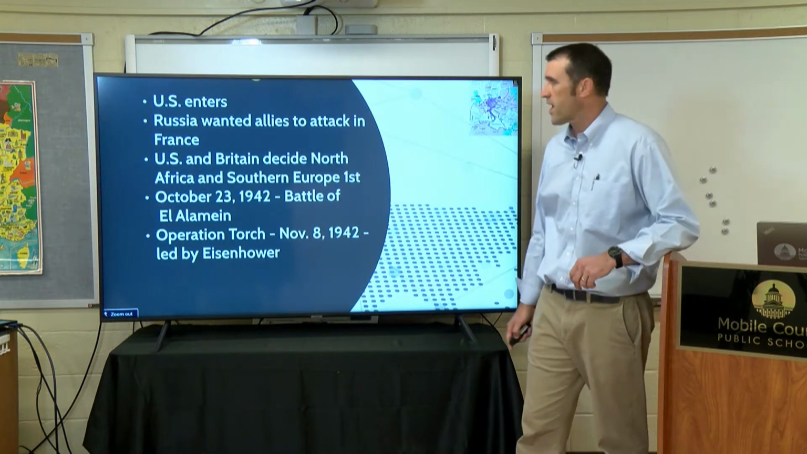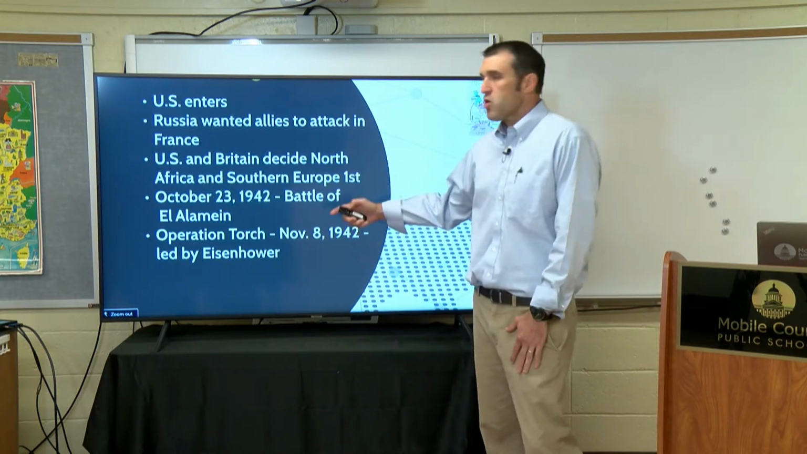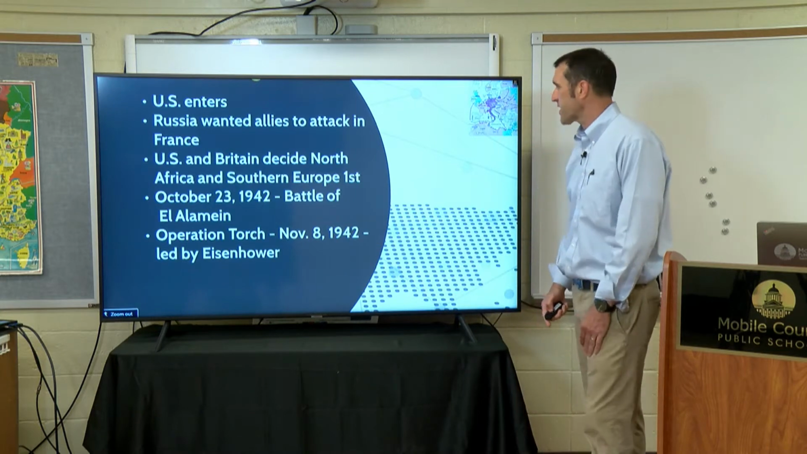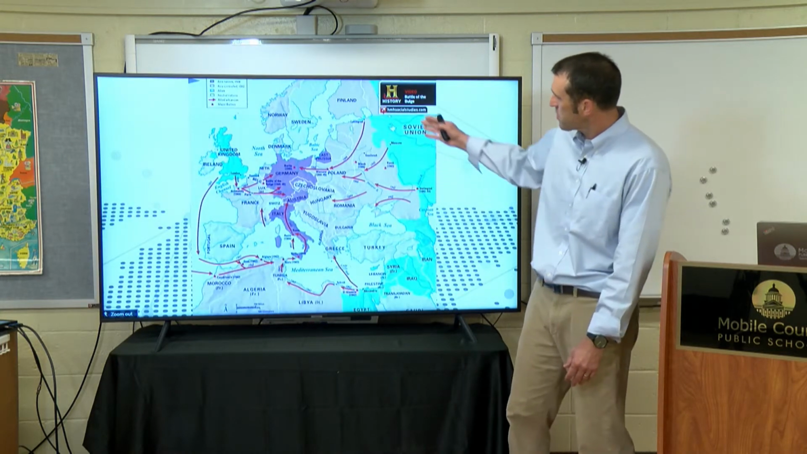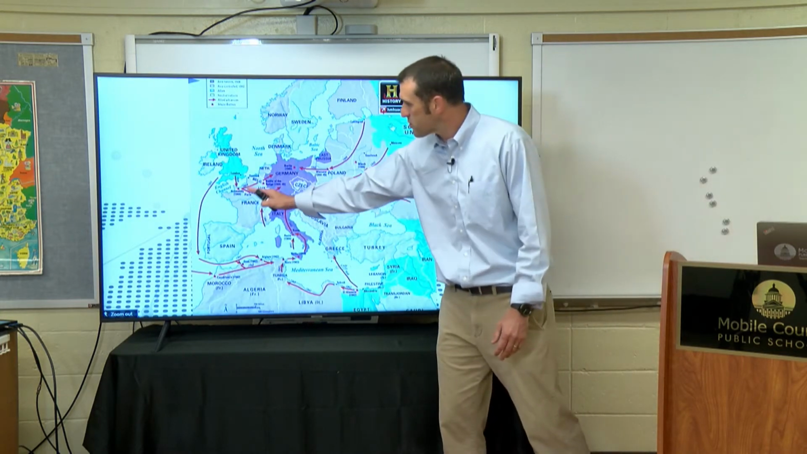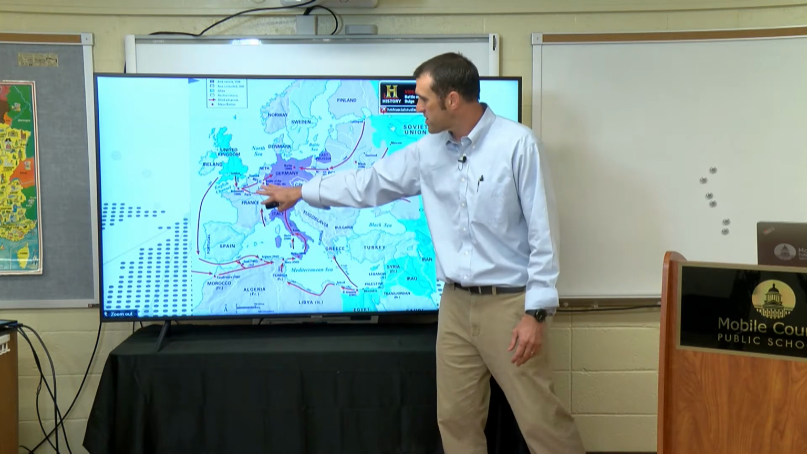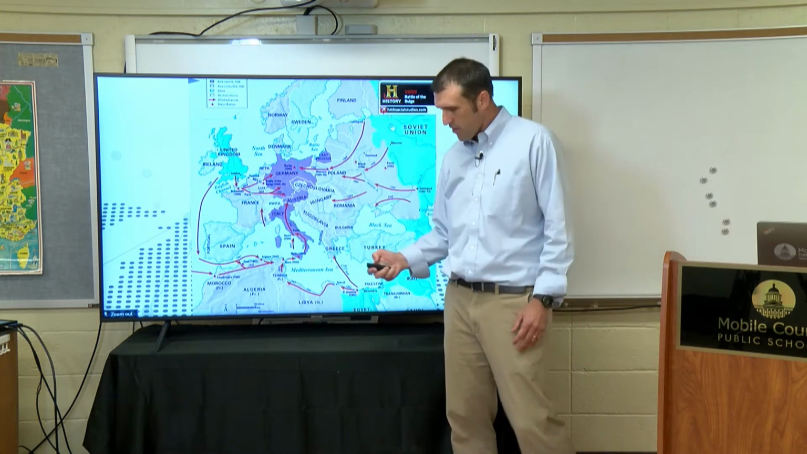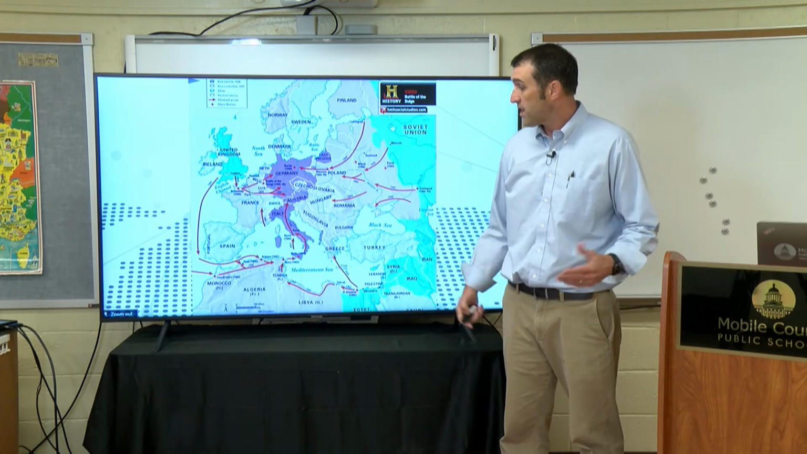They started in North Africa. The U.S. entered the war. Russia wanted its allies to attack in France. Right? So here's the Soviet Union. Here's France. If the Allies could attack here, that would take some of the pressure off of the Soviet Union. And that's where they wanted to.